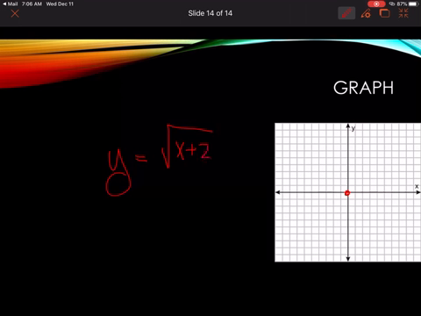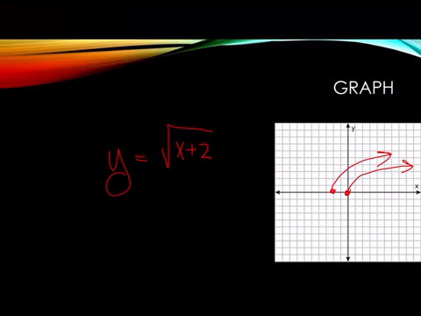So here's your root function. The plus 2 is inside the sign, that means I'm going to do the opposite and move it left 2. And that's transformations.